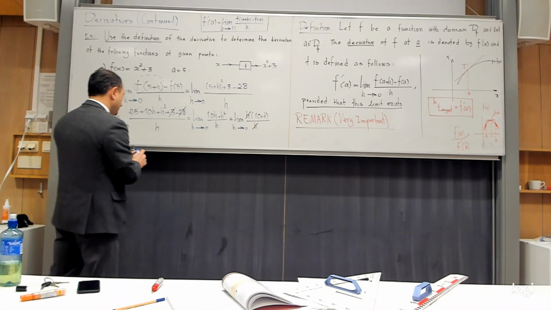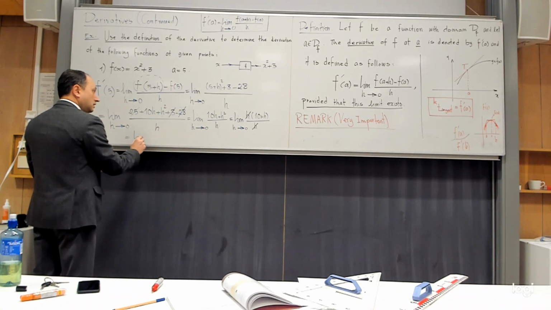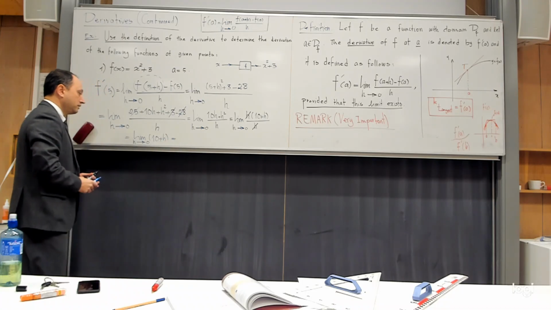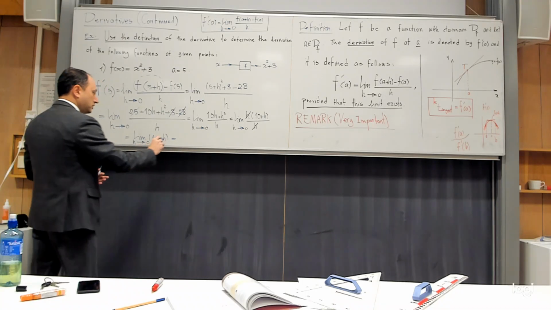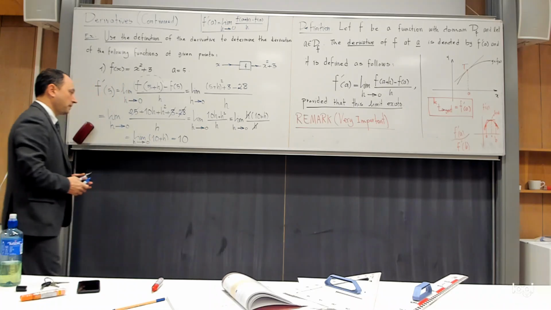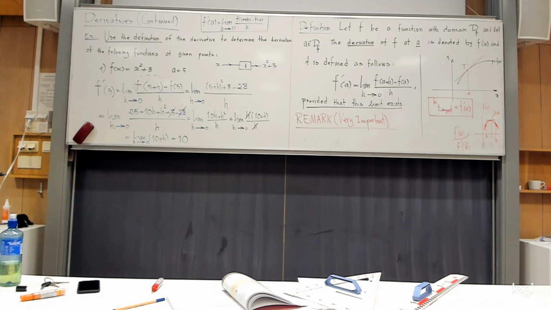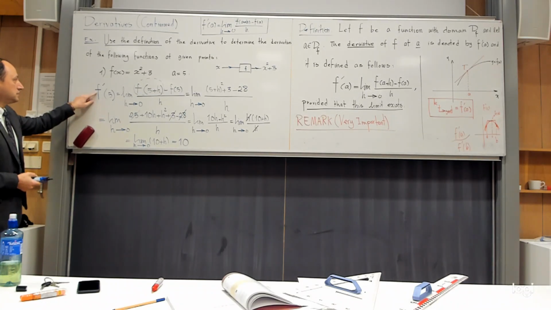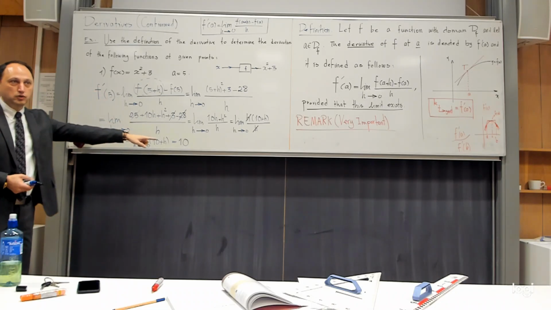And then what is left for me is the limit of 10 plus h as h goes to 0, yes? And then, what is the answer? I don't have any problems with putting h equal to 0 here. It becomes 10. Yes. So the derivative, so how do you say that? You say that the derivative of my function at 5 is equal to 10.